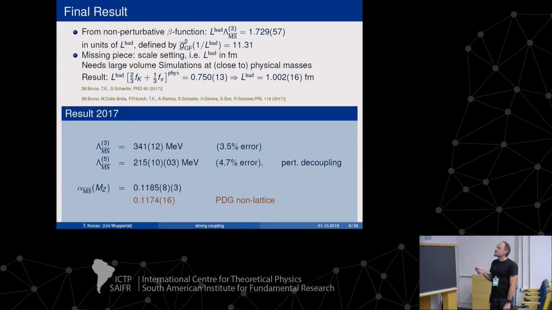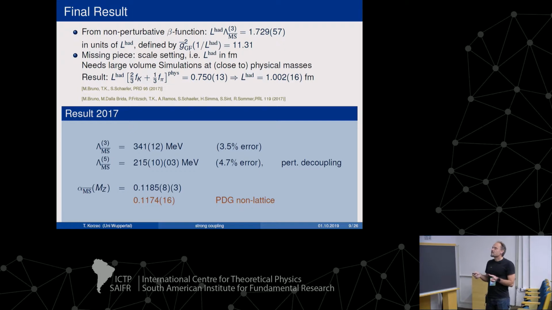The last step that is missing is to compute what this L hadronic, the box size, is in Fermi. And this is an expensive piece. It involves the scale setting. So what we need to do is determine a dimensionless ratio like this, where we have this L hadronic times something that can also be measured experimentally. For this case, we come to a result like this. And then you divide this by the physical value of this combination of pion and kaon decay constants and obtain a value for this box size in Fermi, and therefore the lambda parameter in physical units.